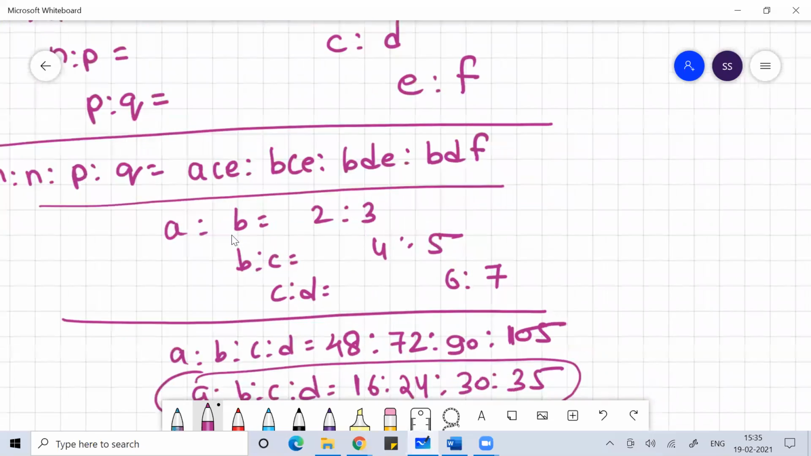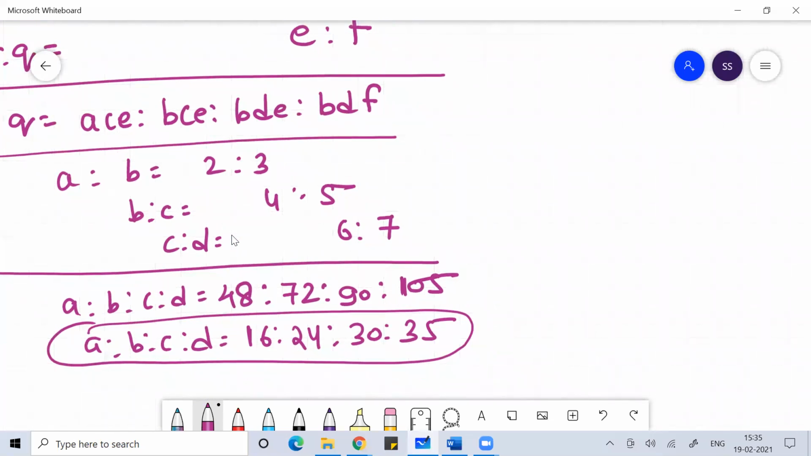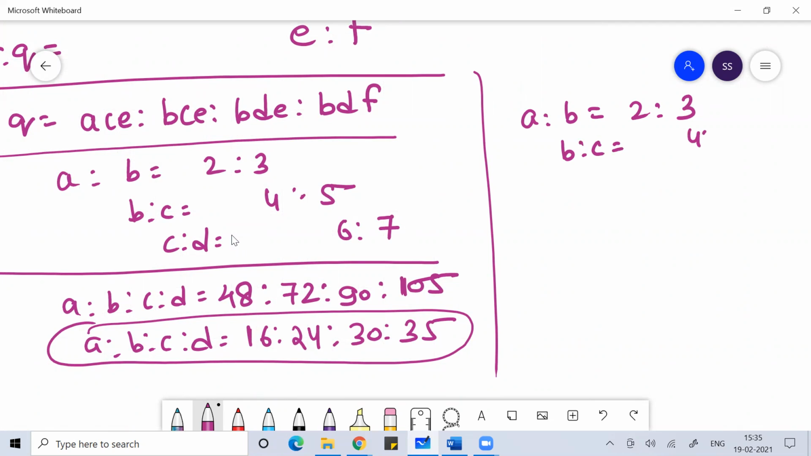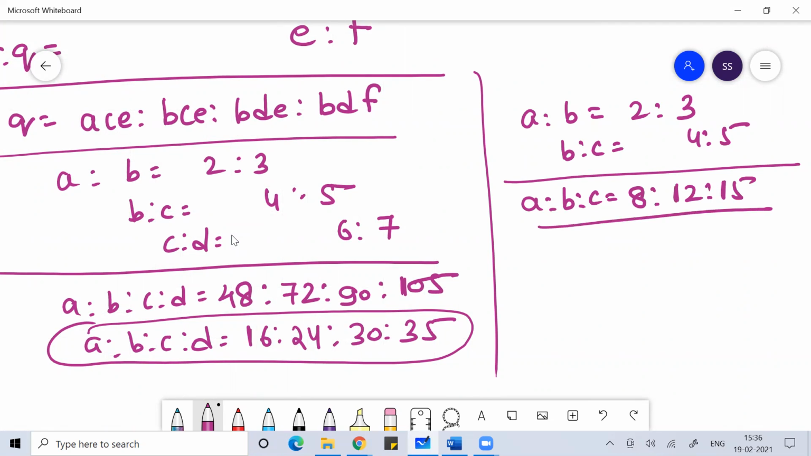So if you want, you can spend time understanding this. You can, if you want, do it step by step. A is to B is 2 is to 3, and B is to C is 4 is to 5. Okay, so I can find the relation A is to B is to C. I told you the formula. This will be 8 is to 12 is to 15. Now you know that C is to D is 6 is to 7.